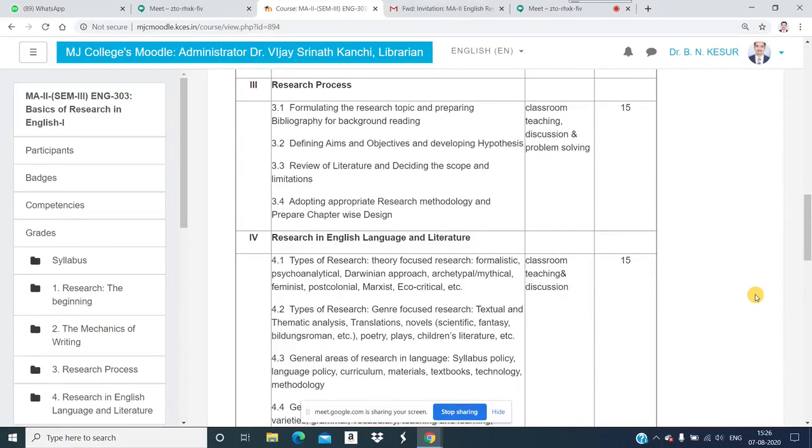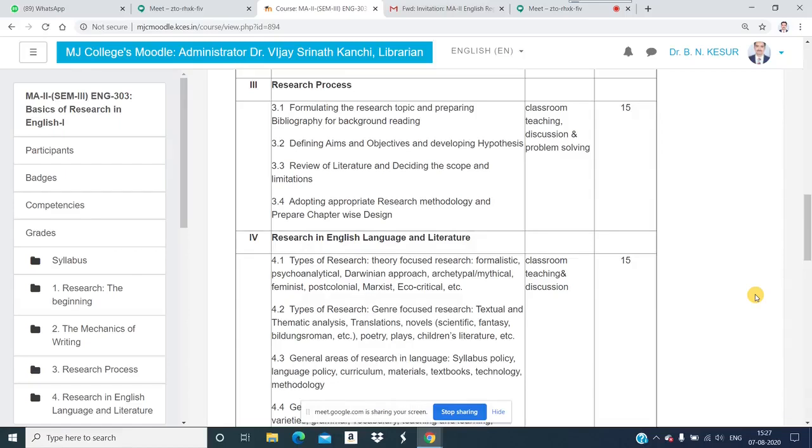So he has to review the literature which is available in print form or e-form, and then he has to decide the scope and limitations of his research work. Finally, in this research process we see that he has to adopt an appropriate research methodology, because without deciding the method the researcher cannot come to the conclusion. He cannot get the findings of his research or of his work. So adopting appropriate research methodology and preparing a chapter-wise design.